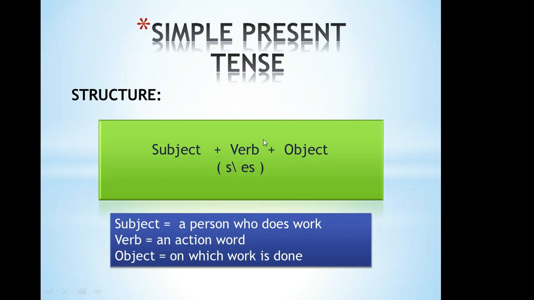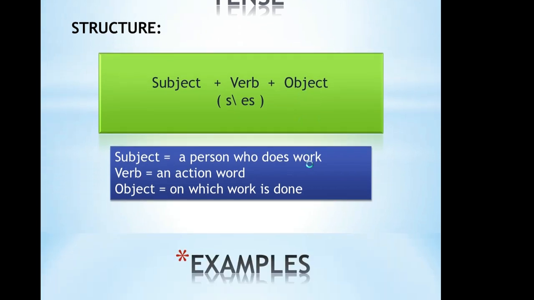In negative and interrogative sentences, we use the helping verb do and does, but here I'm just doing simple present tense. Okay, let's see next. Examples.